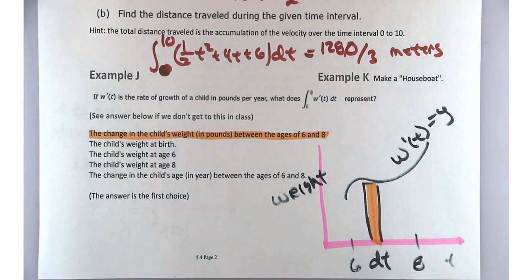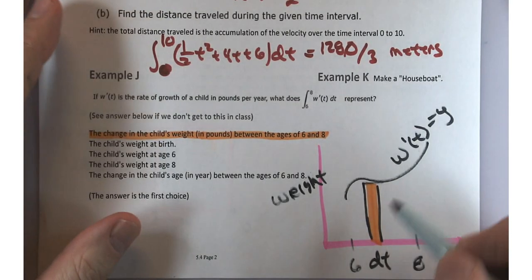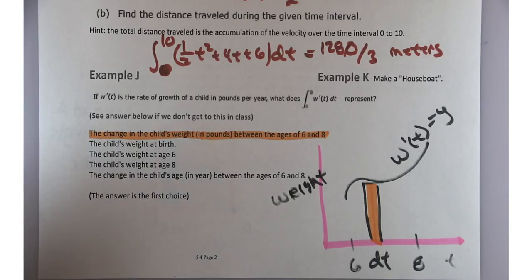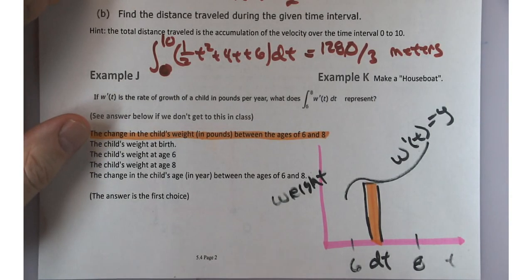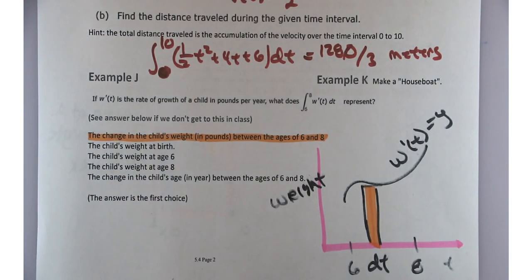So the integral function like this does often accumulate things. For instance, if I had a function that talked about the rate at which I was paying interest back on a loan, if I was to integrate that, then I'd end up with the total money that I pay back on the loan, the total amount of interest that I pay on that loan.